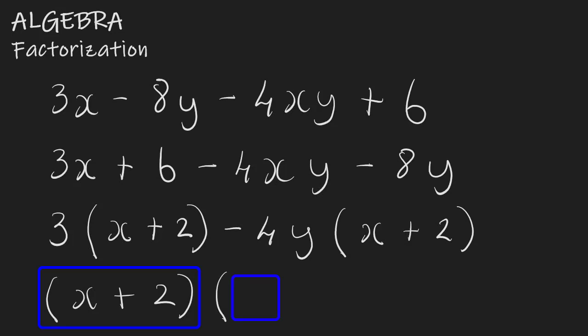What can I multiply by x plus 2 to give me 3 times x plus 2? Or x plus 2 into 3 times x plus 2? The answer is 3. What can I multiply by x plus 2 to give me negative 4y times x plus 2? Or x plus 2 into negative 4y times x plus 2? The answer is negative 4y. We have just factorized 3x minus 8y minus 4xy plus 6 into its two factors, x plus 2 and 3 minus 4y. That is my answer.